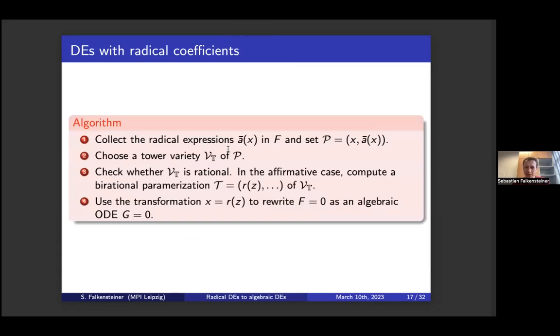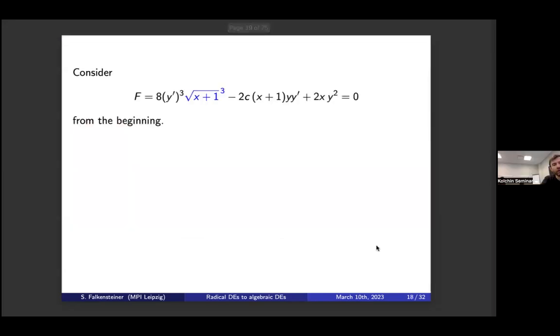Okay, so here I outline an algorithm how to find the transformation. So you choose all the radical expressions, build a tau variety with it, and then try to find the parametrization of the tau variety, which does not necessarily always exist. If it exists, then you can find the transformation. And how do you check that it's rational? It's a curve, so there are algorithms for doing that.